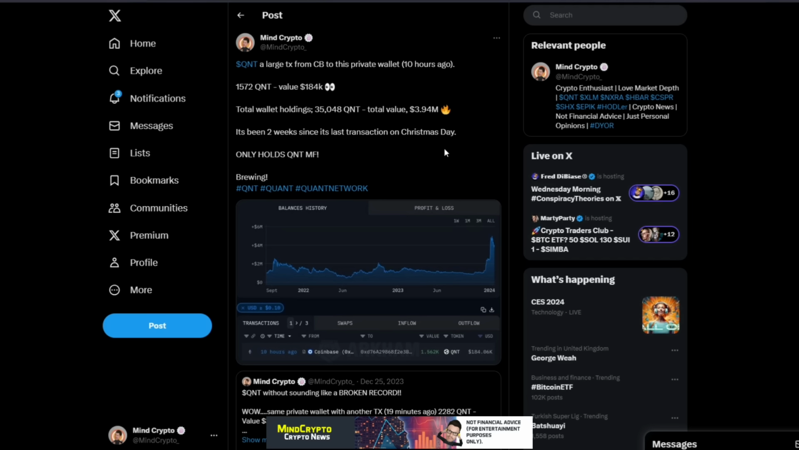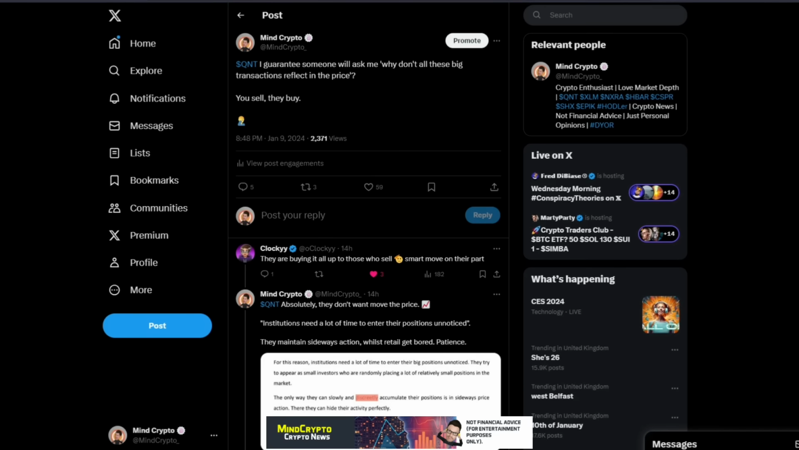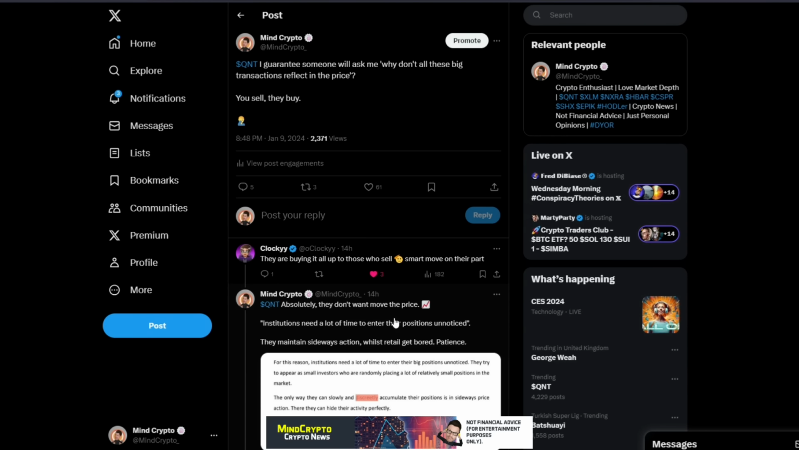You've got to, again, ask yourself the question why there is this storage of Quant, and why are we not seeing the price go up? Now, this is a big question. And I said here, I guarantee someone will ask me, why don't all these big transactions reflect in the price? Reason why: you sell, they buy. And that's exactly what it is. And they're very, very clever. So they'll be working out the metrics of what's being sold, so they don't move the price, because they have their buy orders set. As you're selling, they'll look at how much is sold, and they'll buy that amount so as to not move the price. And Clocky rightly said here, they are buying it all up from those who sell. Smart move on their part.